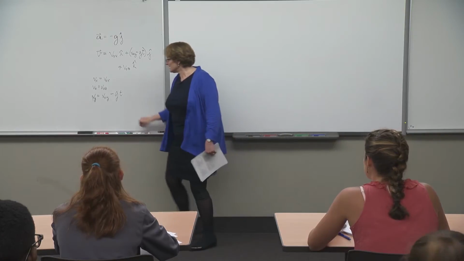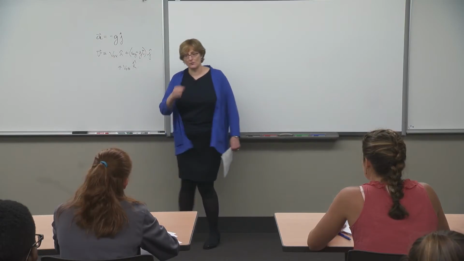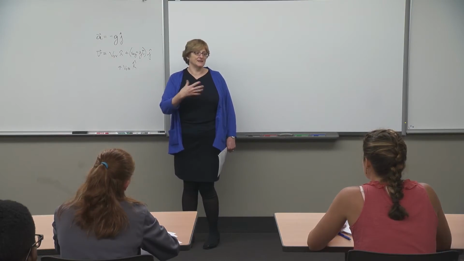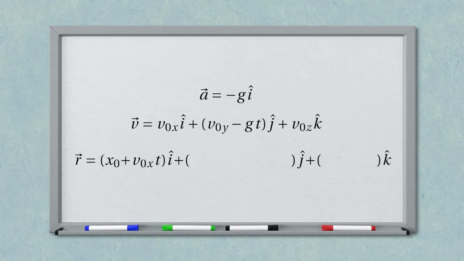Let me erase those 3 equations to give myself room to write down the position, but same idea. I can write an x position, a y position, and a z position. The displacement vector, r, has an x component, which is the initial position plus the initial x velocity times t. So that's the x position times i hat, plus the y position times j hat, plus the z position times k hat. Let me do them each separately.